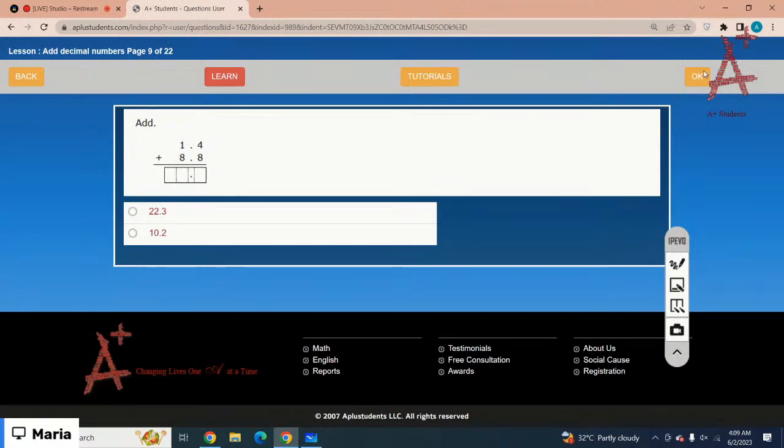Okay, add 1.4 and 8.8. So which is the correct option? 8 and 4 makes 12. You have to write 2 and carry 1. So 8 and 1, 9 and 10. That would be 10.2. Option number 2 is the correct option. Got it?